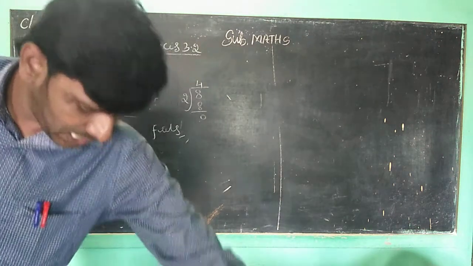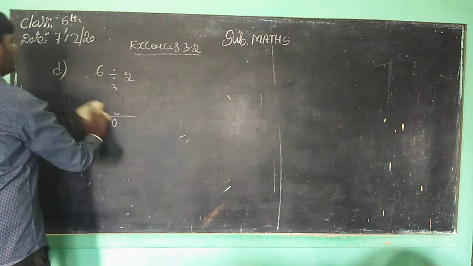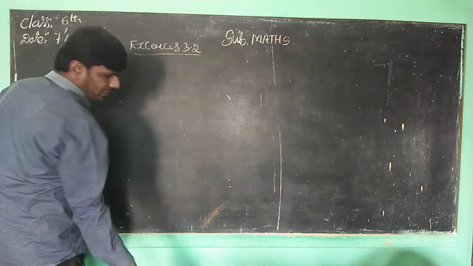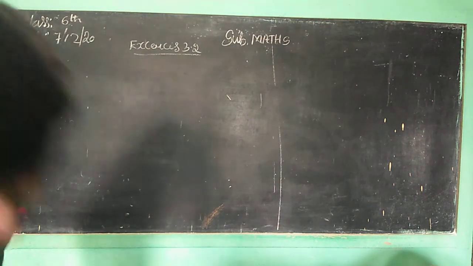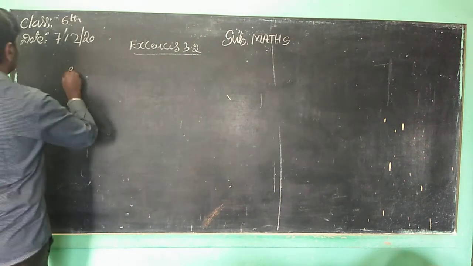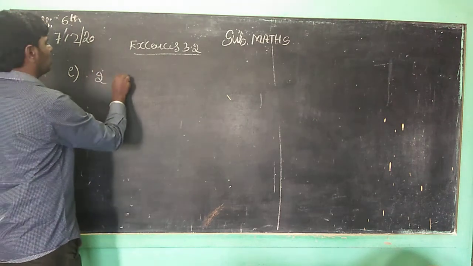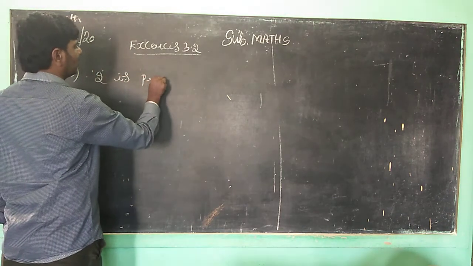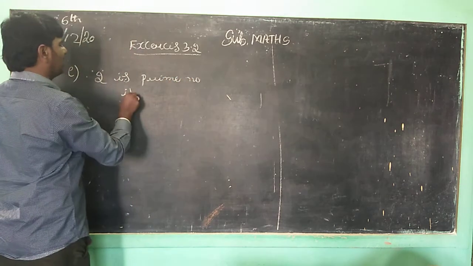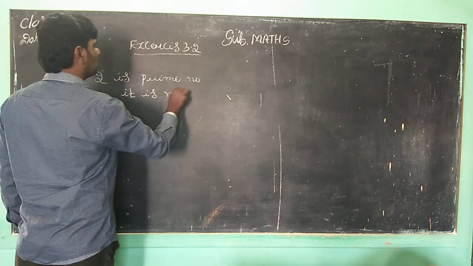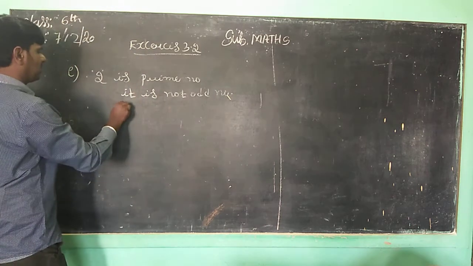All prime numbers are odd. Okay, children. Now suppose all prime numbers are odd, so what can we represent? 2 is a prime number, but it is an even number, not an odd number. Therefore this statement is wrong because 2 is a prime number. It is not an odd number. So this statement is false.